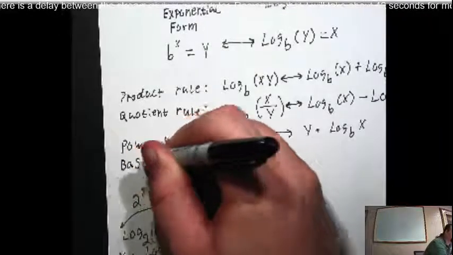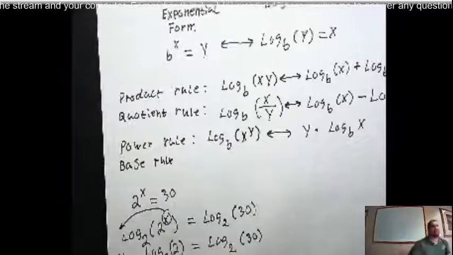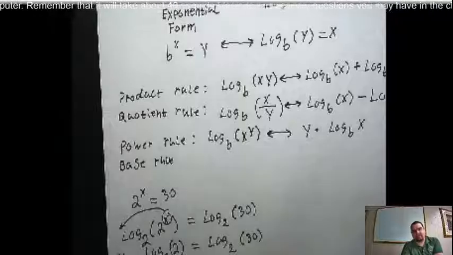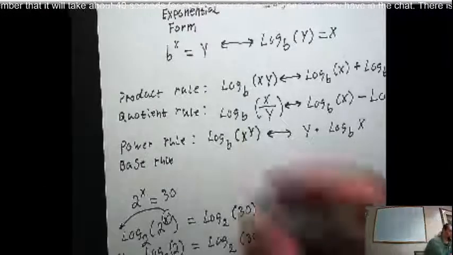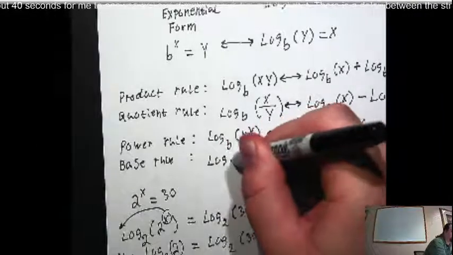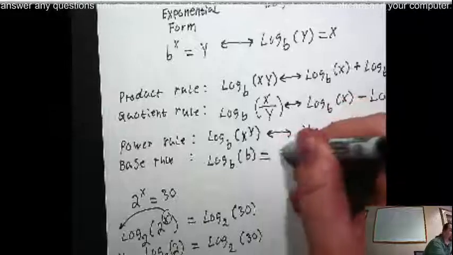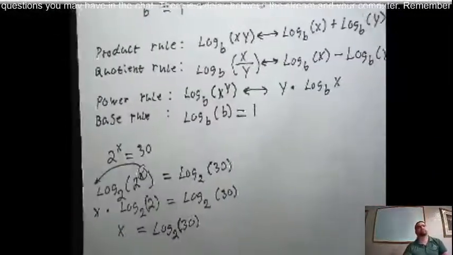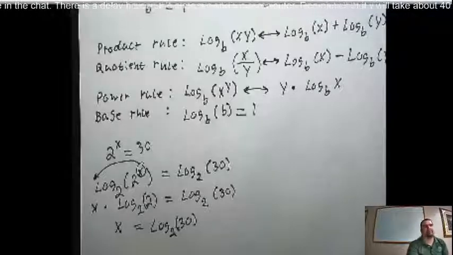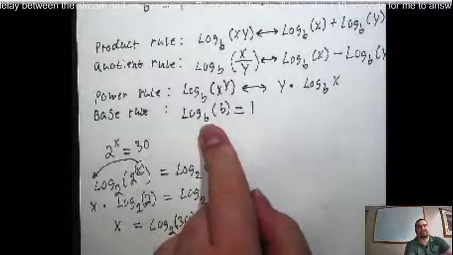Base rule. Basically, if our base matches the number that we're taking the log of, it'll always be 1. So if we have log base b of b, this will always equal 1. Which is nice because multiplying by 1 doesn't really change anything. Essentially, this will help you cancel things out.